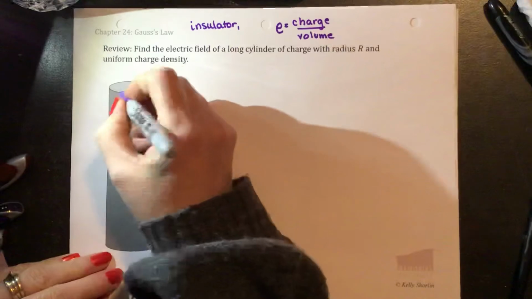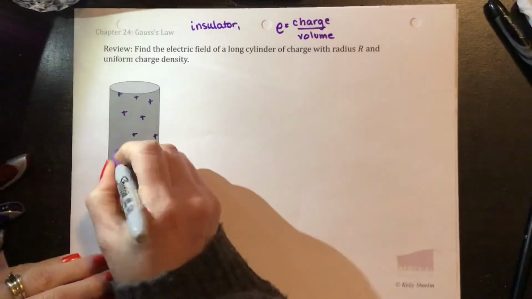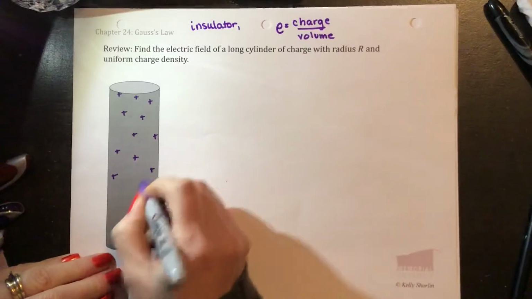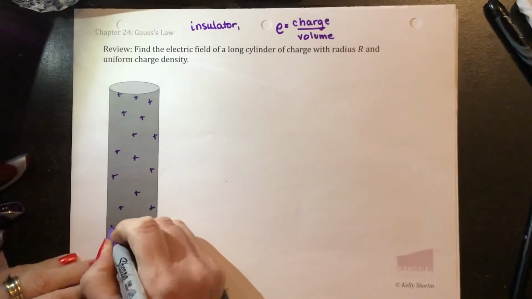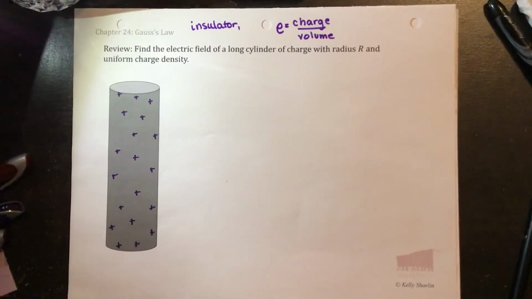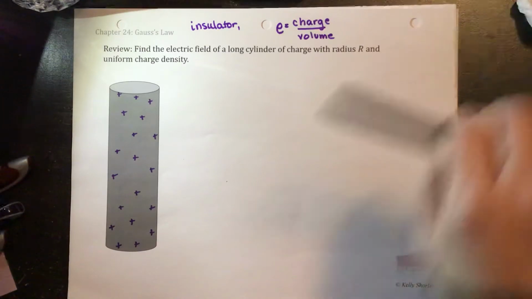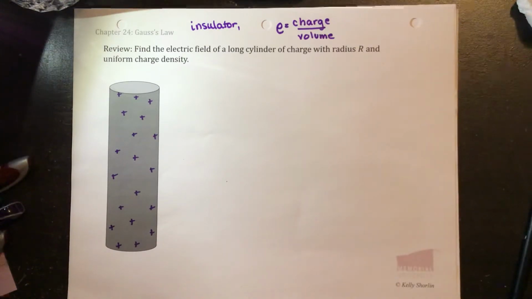Since it's an insulator, we're going to have a uniform charge distribution, just like we did with our sphere. If you looked at the review problem for the sphere, maybe you didn't, maybe you skipped right to the insulator, or right to the cylinder. So when we have an insulator, those charges are not free to move, they're stuck in place. We're trying to find the electric field in two places, inside and outside.